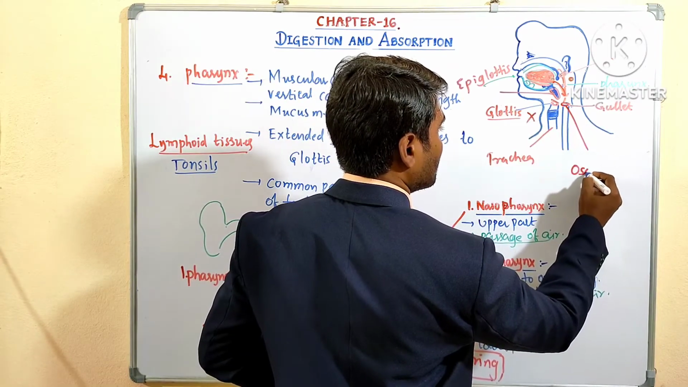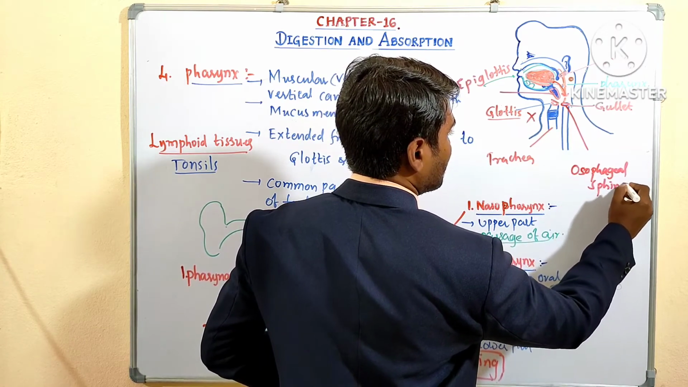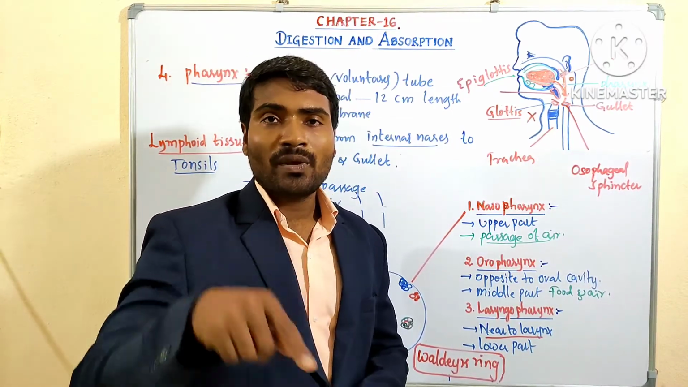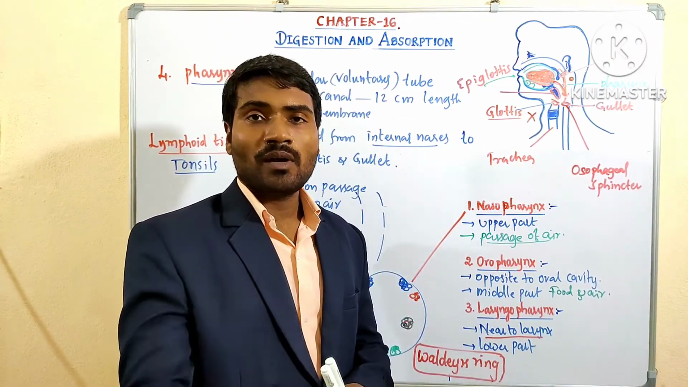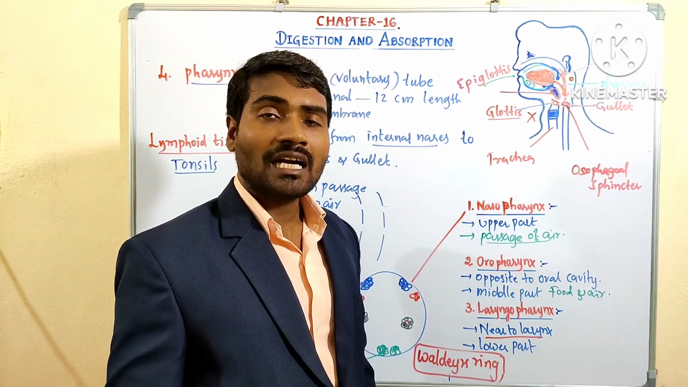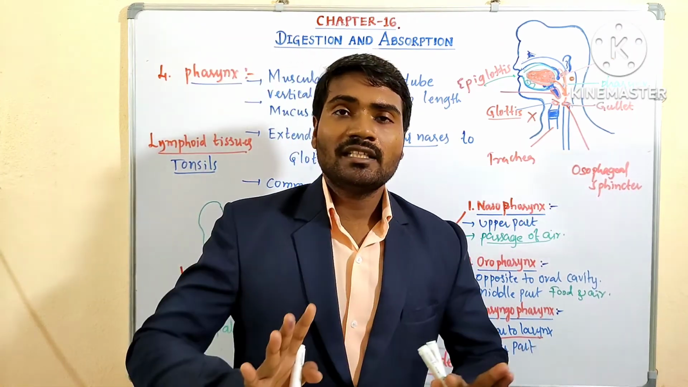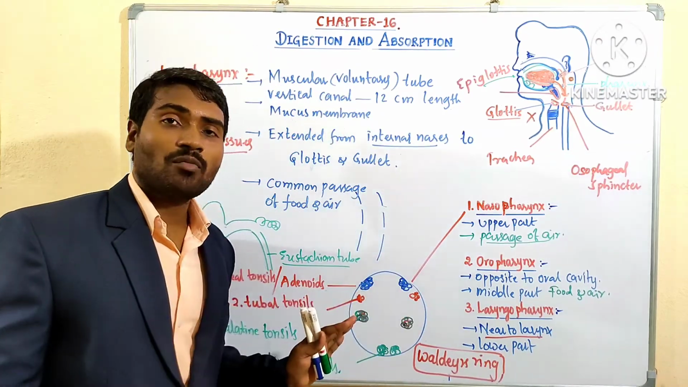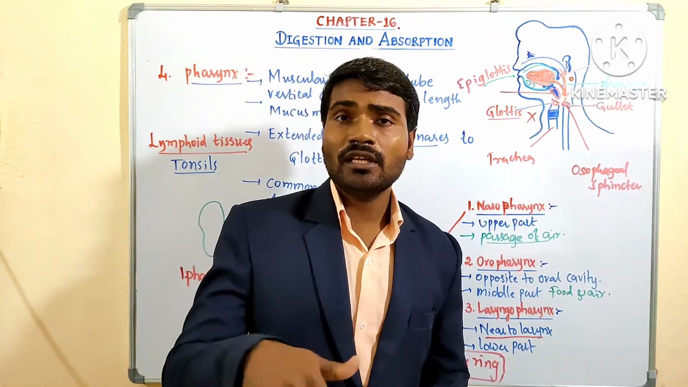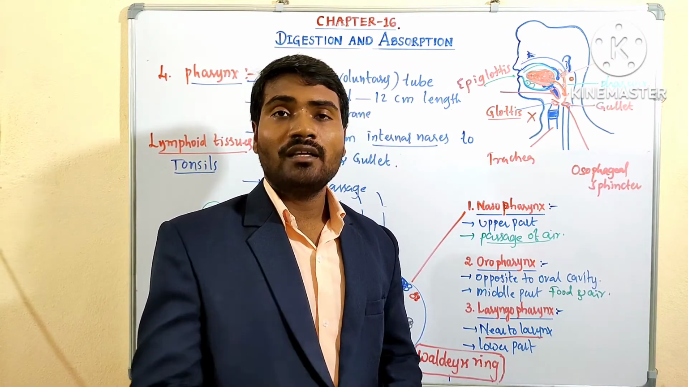Which type of sphincter? Esophageal sphincter. A sphincter is a muscular ring which controls the opening and allows the food into the next part. So the beginning of the esophagus is called the gullet, and it is protected with the esophageal sphincter. Right, this is about the pharynx. Hope you understand the structure of the tongue and also the pharynx. In the next class we will continue with the esophagus, stomach, and intestine.